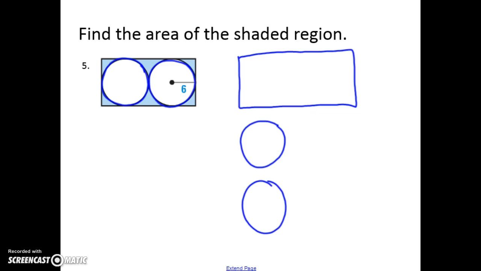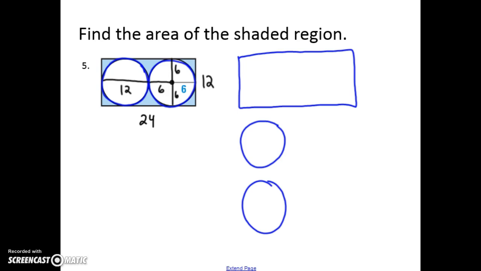So let's see what we know from this picture. We know if this is 6, then this is also 6. And then if that one's 12, this one is also 12. So if I know one radius of the circle, I know every radius. So this radius here would also be 6, and this radius here would also be 6, which makes this side 12, and this whole side is 12 plus 12, which is 24, as you count across.